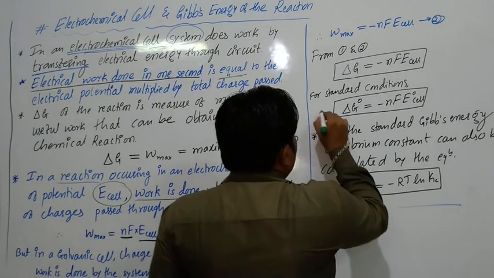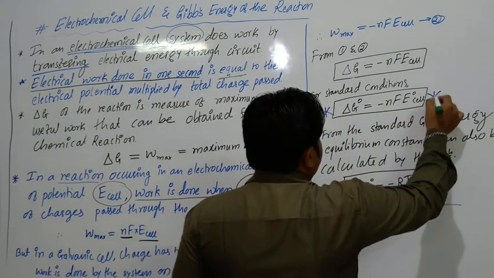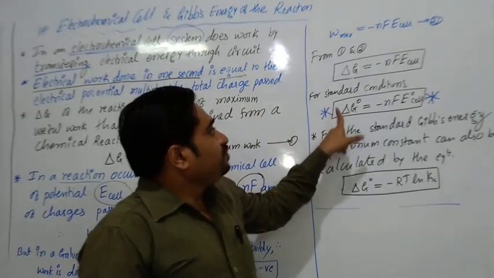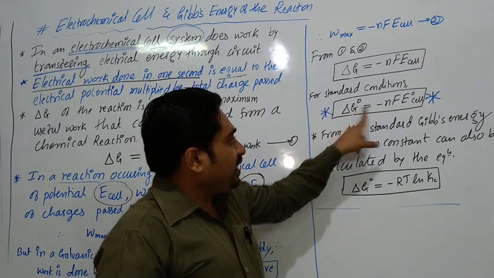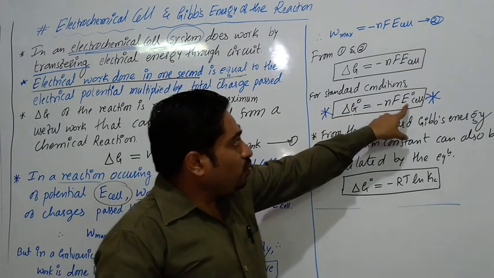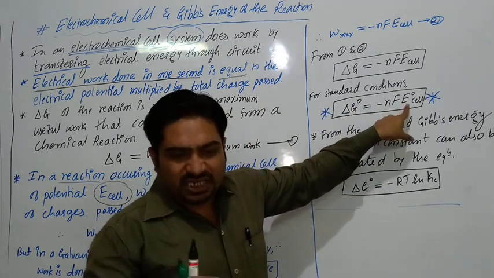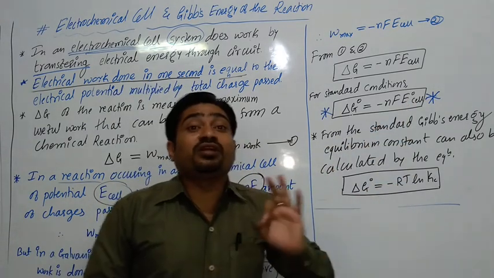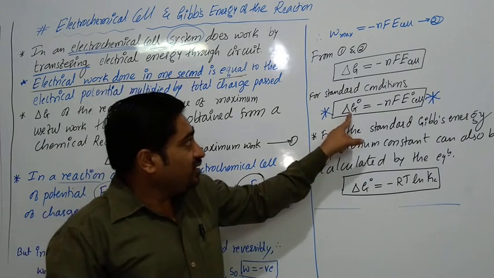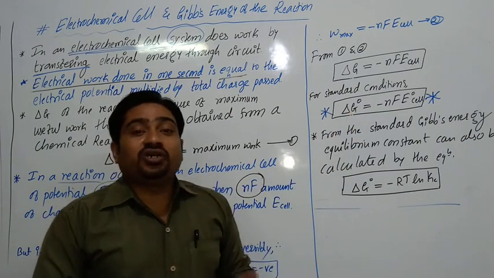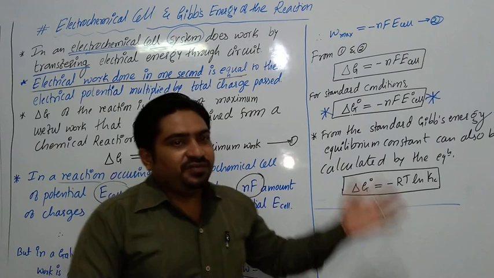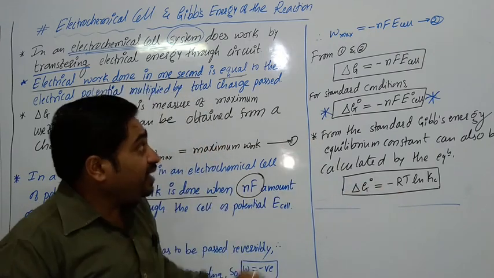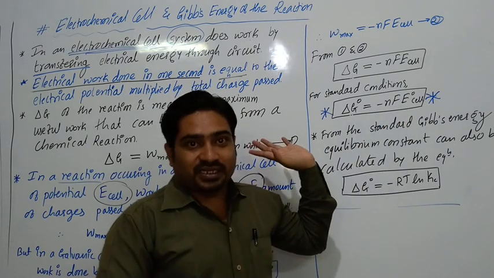So this is a very important relation. By using this relation, we can calculate the Gibbs free energy of the reaction. If we know the cell potential value, just by knowing the cell potential value, we can calculate the important thermodynamic quantity, that is none other than delta G naught. The delta G naught of the reaction is difficult to calculate by our normal method, but it can be easily calculated by using this method.